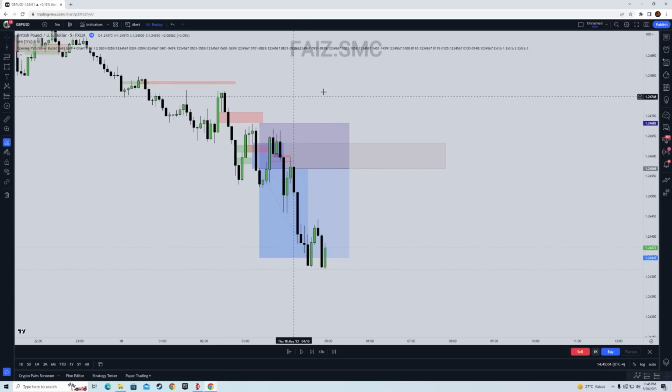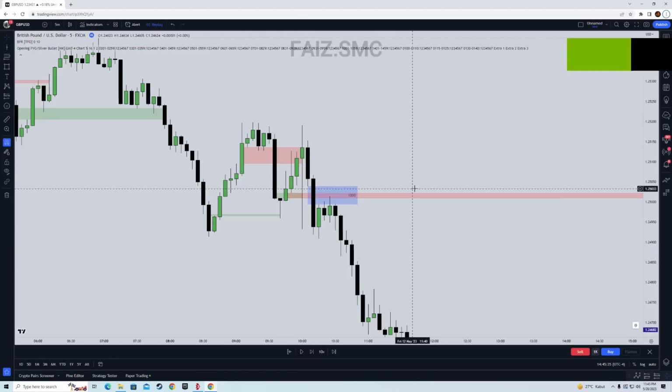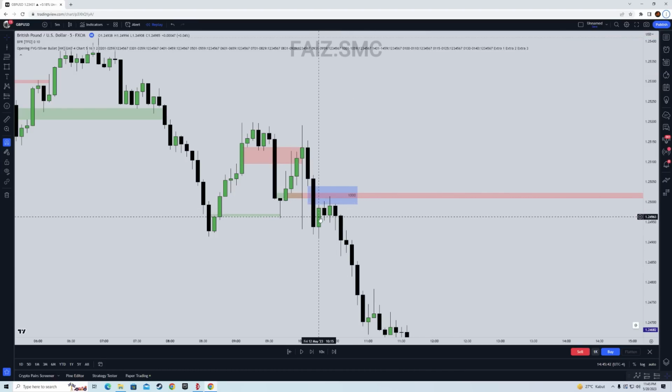Let me give you guys a couple more examples. All right, guys, so in this example, this is for the New York silver bullet session. As you can see, at 10:05 we have our session started, and this is the first fair value gap that is formed after 10.